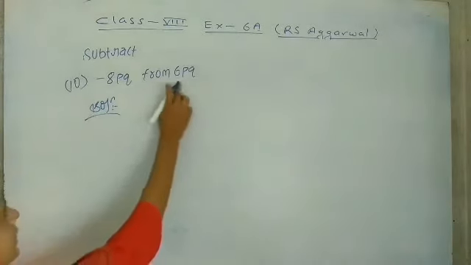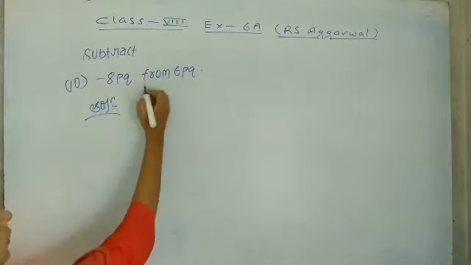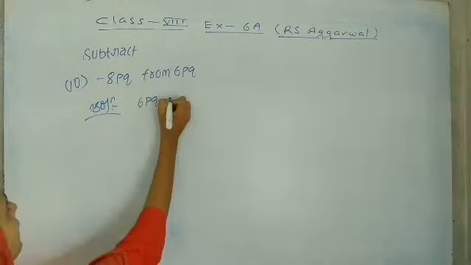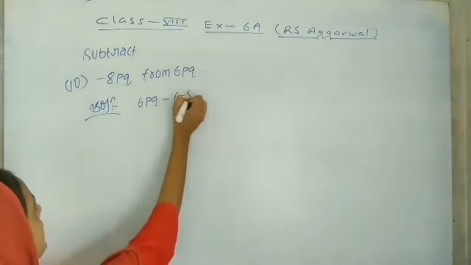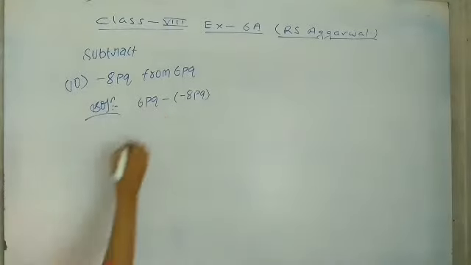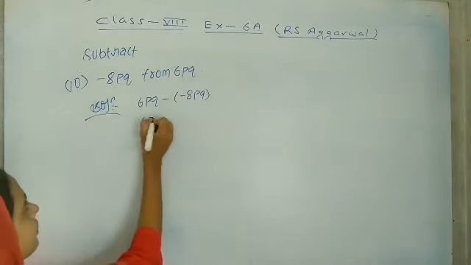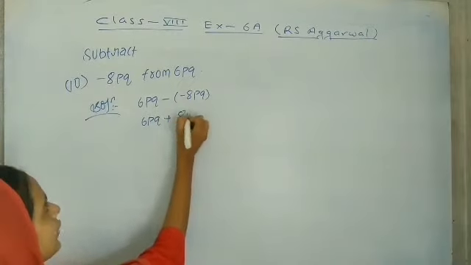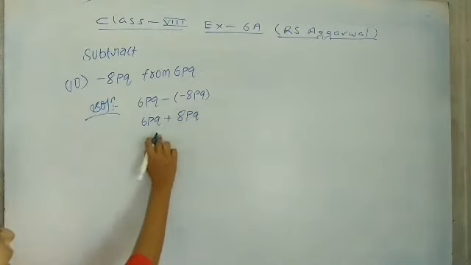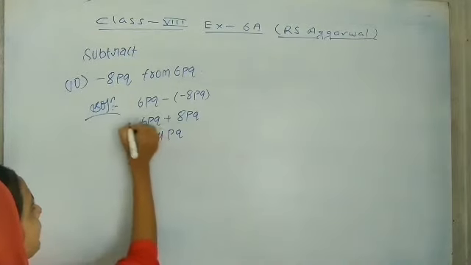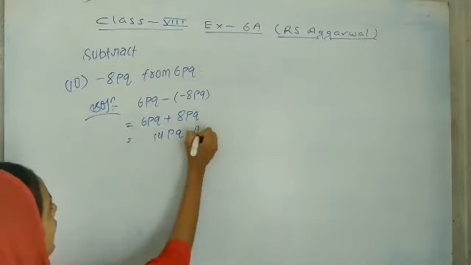Question number 10. Firstly we will write 6pq, and from means minus, and here minus 8pq. 6pq, minus minus is plus, and 8pq. When we add them, it will come 14pq. 14pq is our answer.